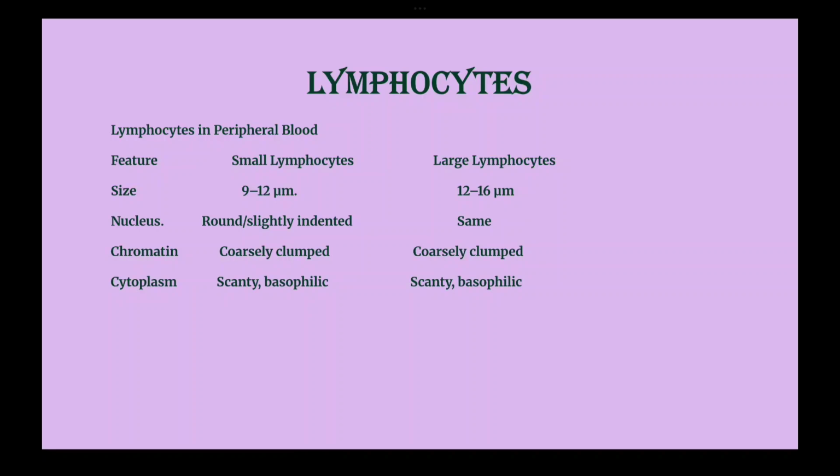Now the lymphocyte, another type of WBC. Under lymphocytes we have peripheral blood lymphocytes, which have various features. The size of small lymphocytes is 9 to 12 micrometers, and larger ones are 12 to 16 micrometers. The nucleus is slightly round or indented. In large lymphocytes it is the same type. The chromatin is coarsely clumped, and large lymphocytes also show the same signs. The cytoplasm is scanty and basophilic.